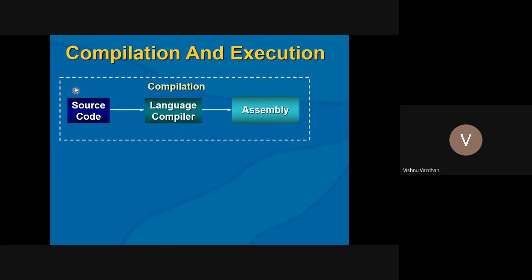compilation and execution. You provide the source code. Compilation takes place with the respective compiler. Then an assembly is generated. The assembly is nothing but the intermediate language plus metadata. What is metadata? Metadata is data about this data. What is this IL? What are the classes? What are the definitions? All this information is kept by the metadata. So both of these combined are called an assembly.